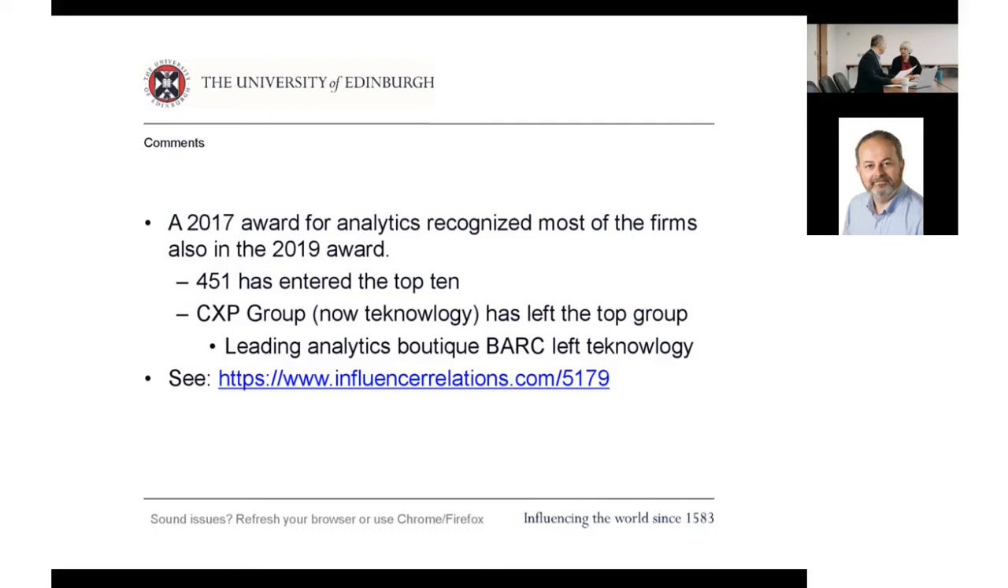Largely, that reflects the fact that BARC, the Business Advisory Research Centre, which was one of the founder members of the CXP Group, has left. So that is a German boutique, about 35 people or so, last time I looked, that is specialized in business intelligence.